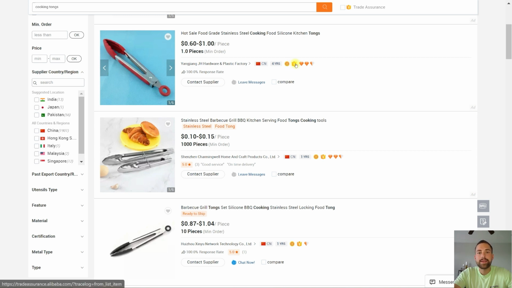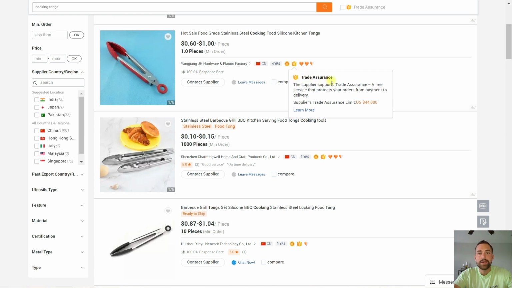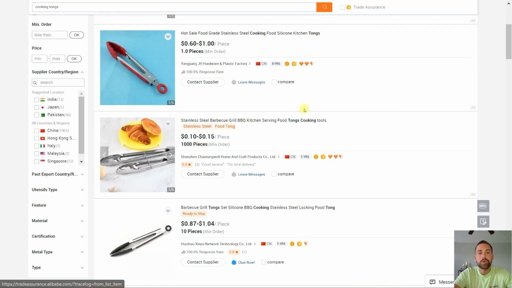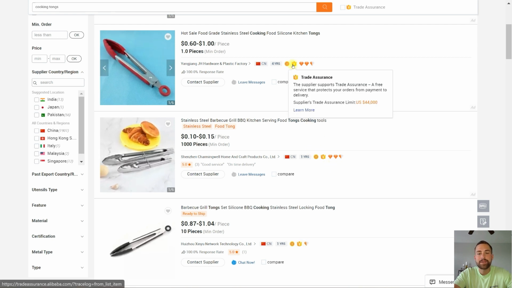The next thing I care about is this money sign that looks like a crown, and this is the trade assurance. So they say here the supplier supports trade assurance, a free service that protects your orders from payment to delivery. You want trade assurance on all of your products. That way there is some assurance that if something were to happen to those products or the quality is just absolutely terrible, you can get your money back. You can send those products back. That is a critical element that you want from the manufacturer. The majority of them do have it, but some actually do not.